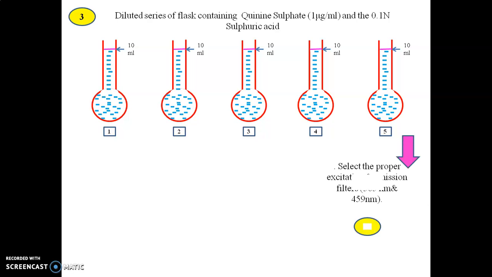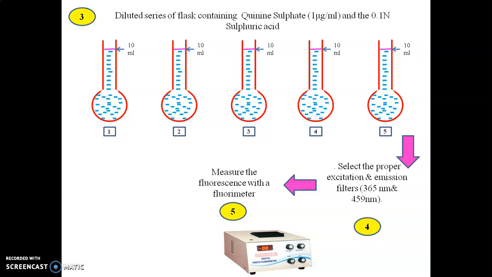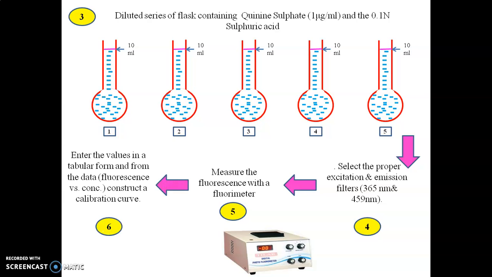Then select the proper excitation and emission filters, 365 nanometer and 459 nanometer. Then measure the fluorescence with the help of the fluorometer instrument. Enter the values in tabular form, from the fluorescence and the concentration data, construct a calibration curve.